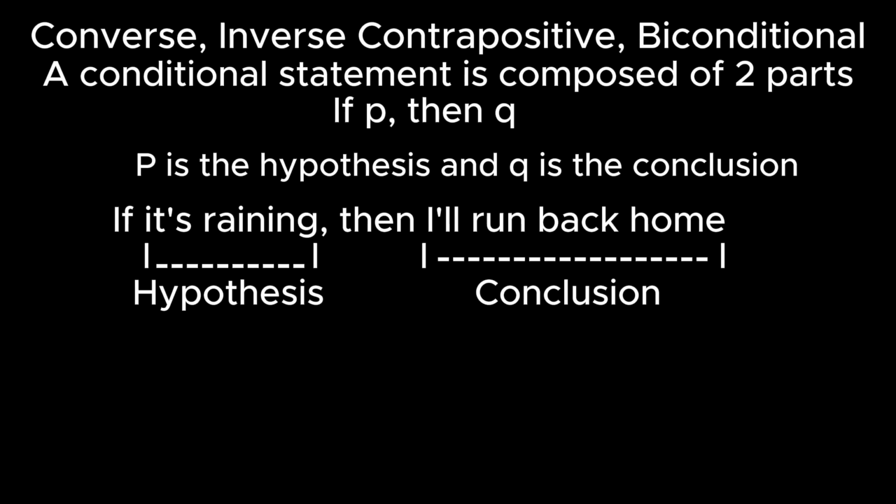A conditional statement is composed of two parts. It looks like this: if P, then Q. P is the hypothesis. In the example below, our conditional statement is: if it's raining, then I'll run back home. The part after "if," so it's raining, is our hypothesis. And our conclusion, Q, is the part after "then." So Q would be I'll run back home.